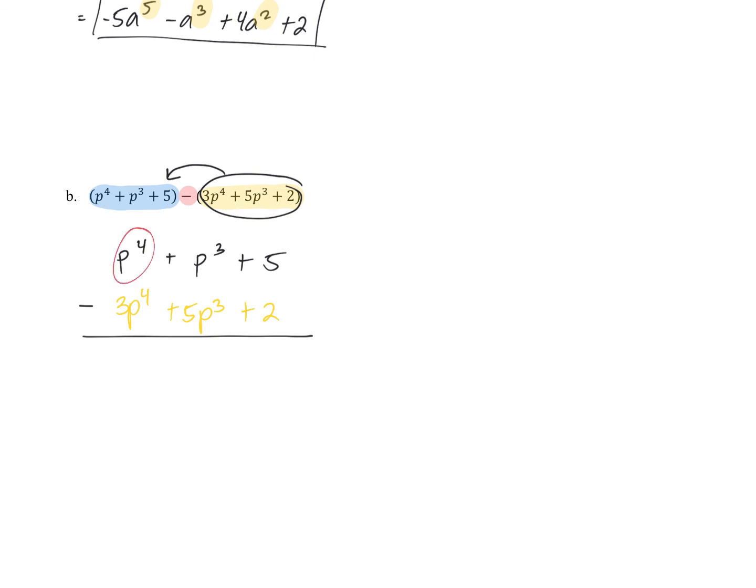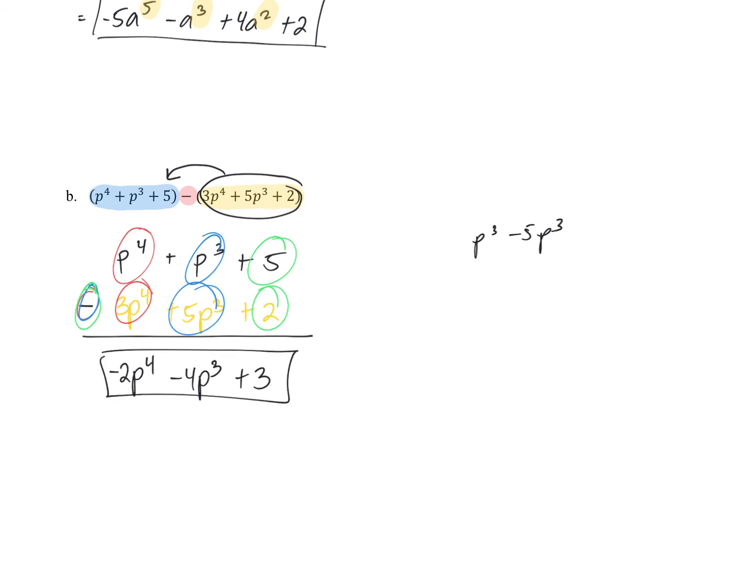So what do we have? We have p to the 4th minus 3p to the 4th. So that'll be negative 2p to the 4th. And then we have p to the 3rd power minus 5p to the 3rd power. That'll be negative 4p to the 3rd. And lastly, 5 minus 2. 5 minus 2 is going to be 3, plus 3.